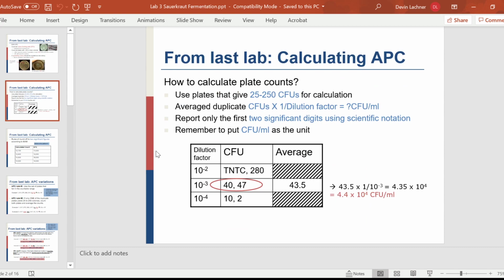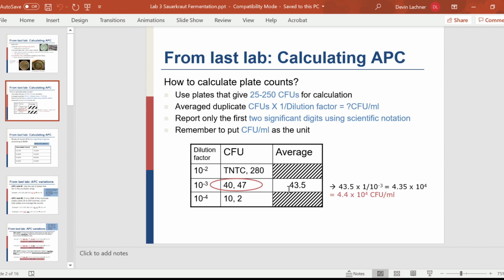Okay, so for calculating plate counts, we have a few very important rules according to BAM procedures. We're going to only count the 25 to 250 for calculations. Our duplicate is going to be averaged. So we have our two duplicate plates that we do for each dilution factor, and then we're going to average those two plates. Okay, so we got 40 on one, 47 on the other.